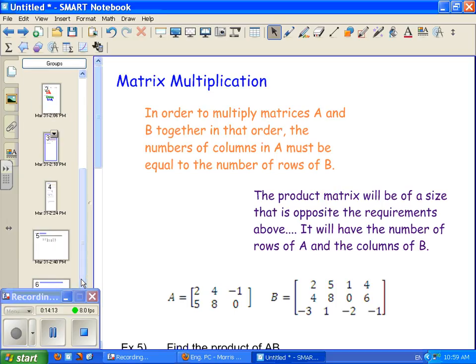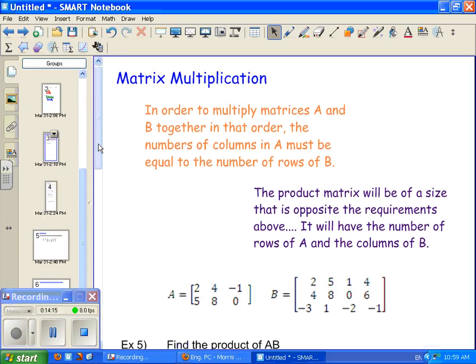All right, let's start with matrix multiplication then tomorrow. But there are some basic rules. For these, size and shape does matter, and it's actually more specific. They don't have to be the same size and shape. In fact, a lot of times when they're the same size and shape, they won't work. So in order to multiply matrices A and B together in that order, the number of columns in A must be equal to the number of rows in B.